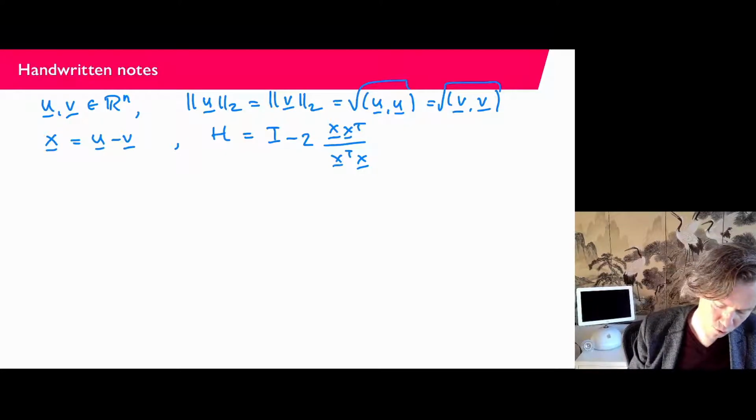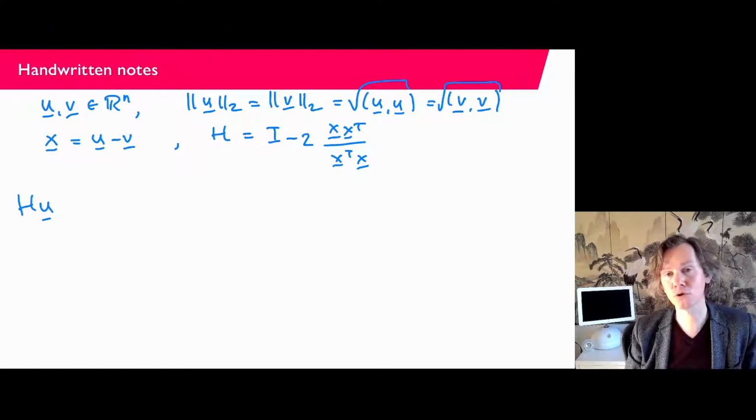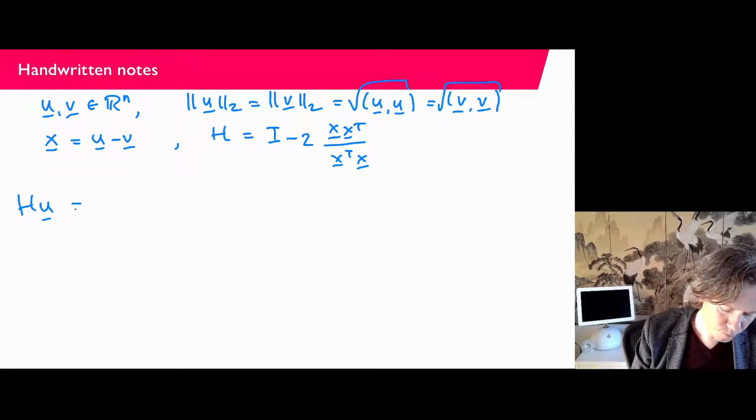So let's see how that works. I am going to start with H times the u vector, and I need to show that it equals v. So we have this equals u minus 2x, x transpose u over x transpose x.